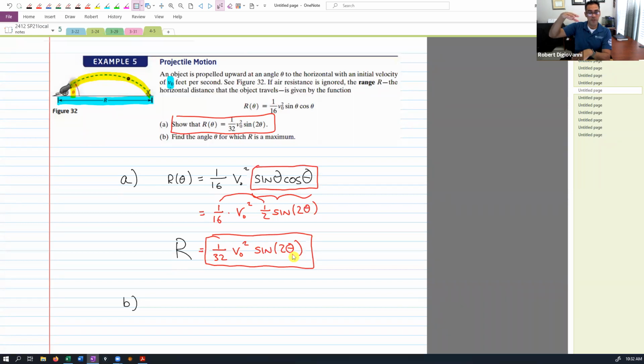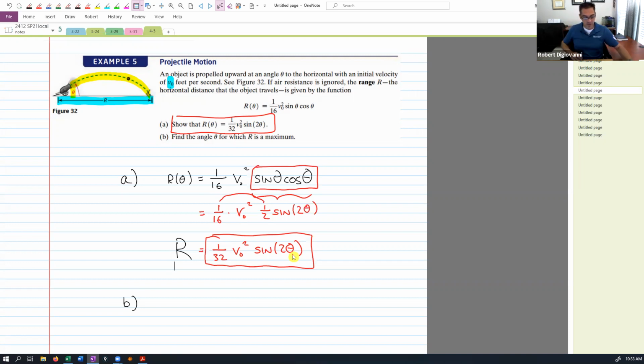Sine's between 0 and 2 pi. That's the domain. I'm talking about the outputs of the sine. Pi over 2 and negative pi over 2. That's still the inputs. I'm talking about the range of the sine function. -1 to 1, right? Any sine function, the range is -1 to 1, right?